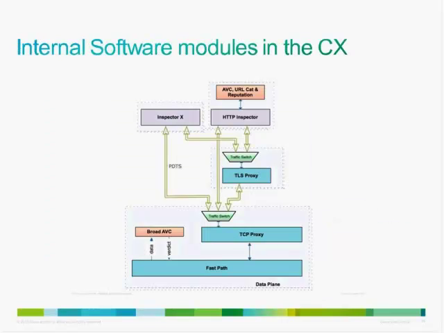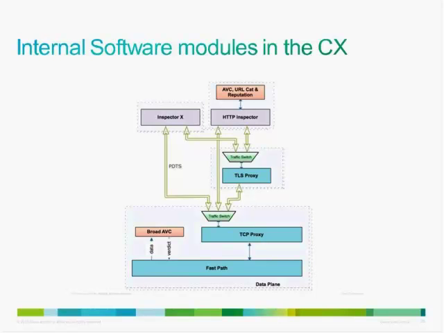So these are the software modules on the CX in somewhat more detail, and how the flow of communication is between the different software modules. At the bottom is the data plane, and then there's a fast path. Once the connection is established, it's going to be in the fast path, and then the broad AVC is checked first. What the broad AVC does is, it looks at the connection, it looks at the data, the layer 7 information, and it determines whether this traffic is HTTP traffic, whether this traffic is TLS traffic, or it's non-HTTP, non-TLS traffic.